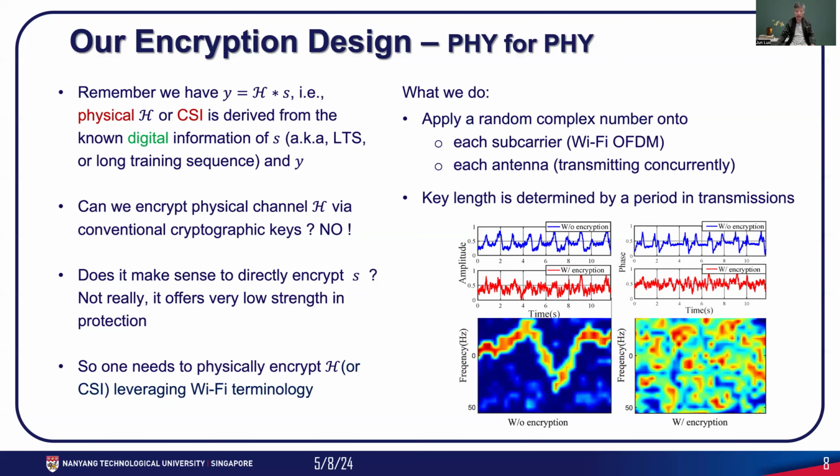Here we illustrate the results. If I wave my hand without encryption, you can clearly see that I'm waving the hand by looking at the channel, or the CSI. But if we apply this encryption as described before, you see this is totally scrambled information, so you can't distinguish anything. So, problem virtually solved, right? We offer a physical encryption which can encrypt the channel instead of just encrypting digital information.